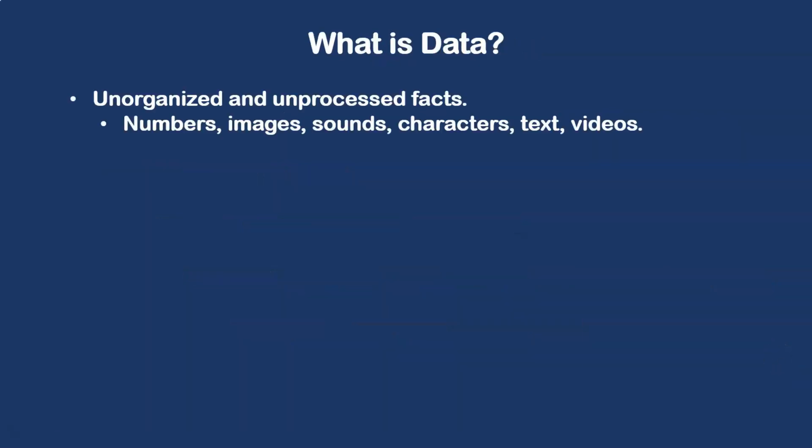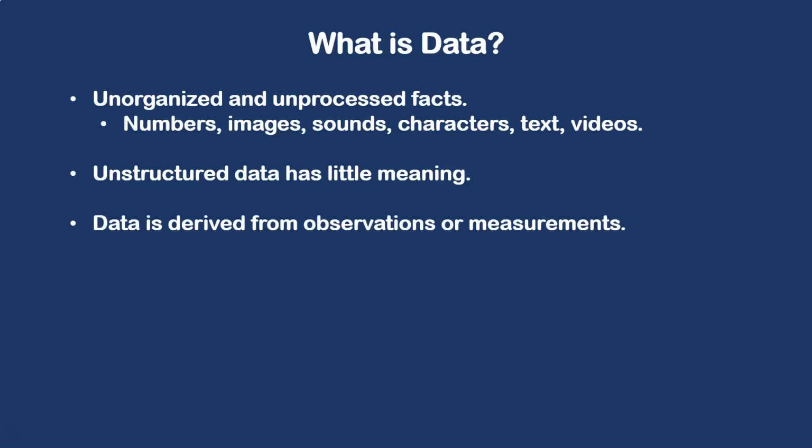What is data? Data in its true form is an unorganized and unprocessed fact, and it could include numbers, images, sounds, characters, text, or videos. Unstructured data has little meaning to us. Data is typically derived from observations or measurements.